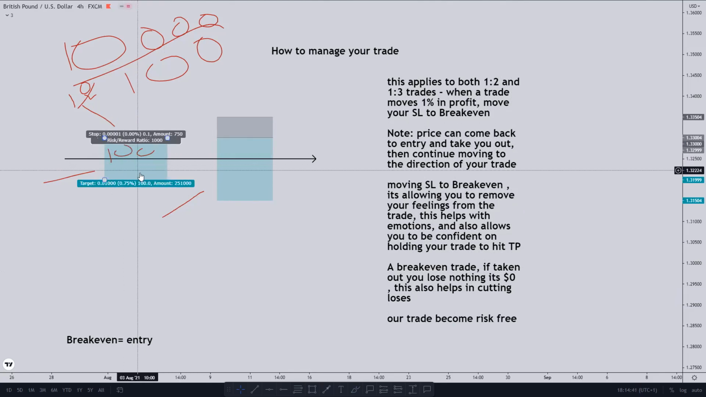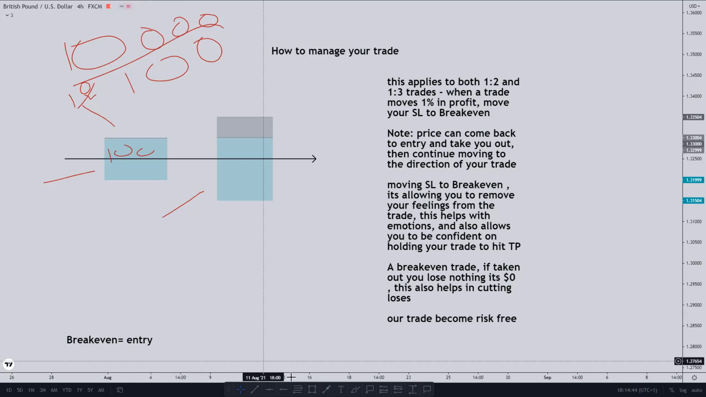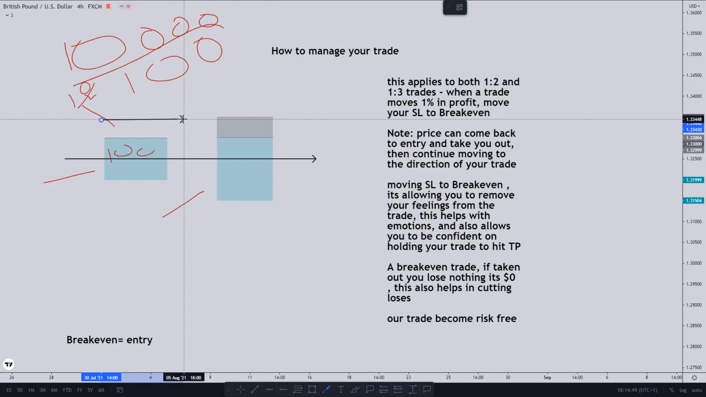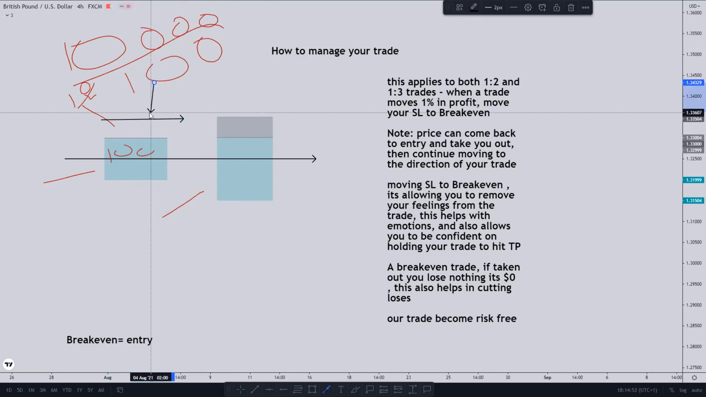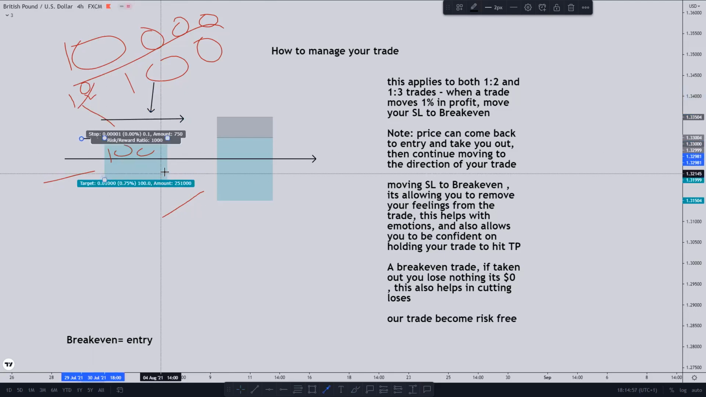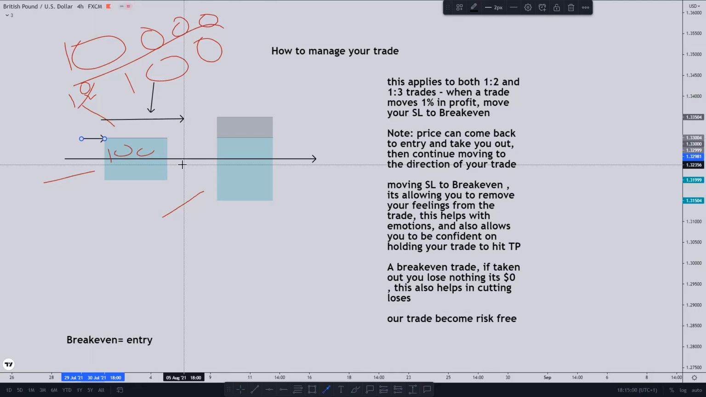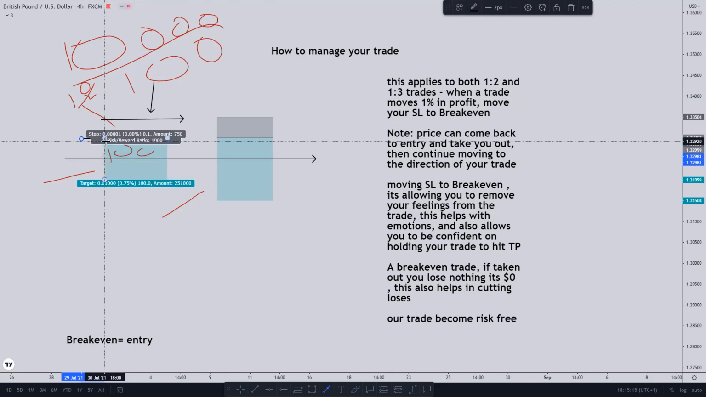The moment it moves 1% in profit, you move it to break even, right? For those that don't know, break even is changing the stop loss from this price to the entry price, right? I will do a quick tutorial on how to move your trade to break even on MT4 so that you can be able to do that on your own. And then once you're done doing that, you just let your trade go hit TP, right? That's it. So that's how you can manage your trade.